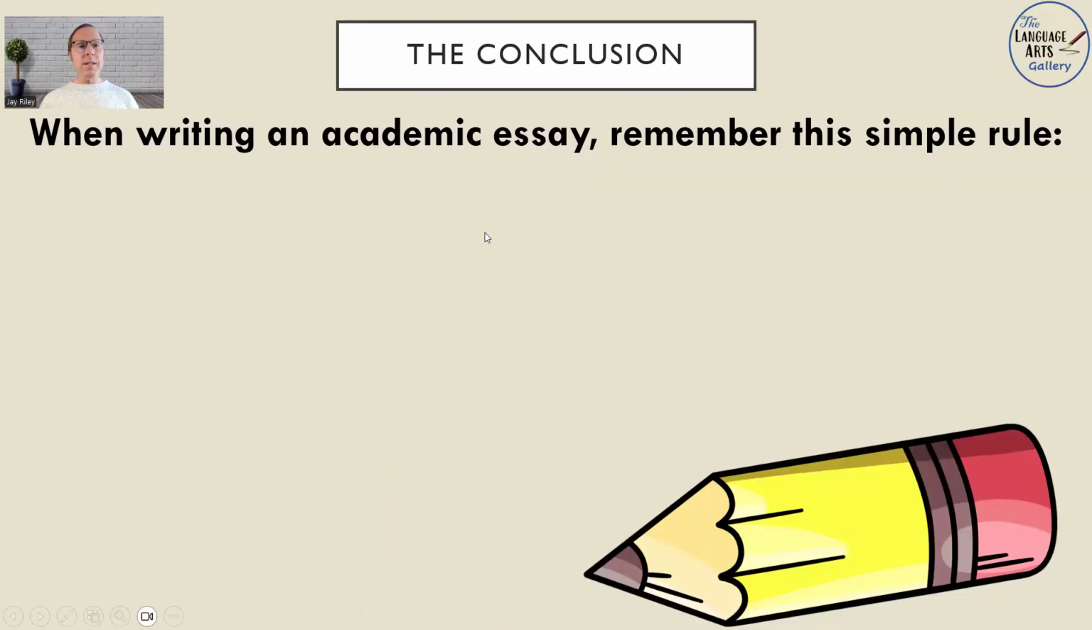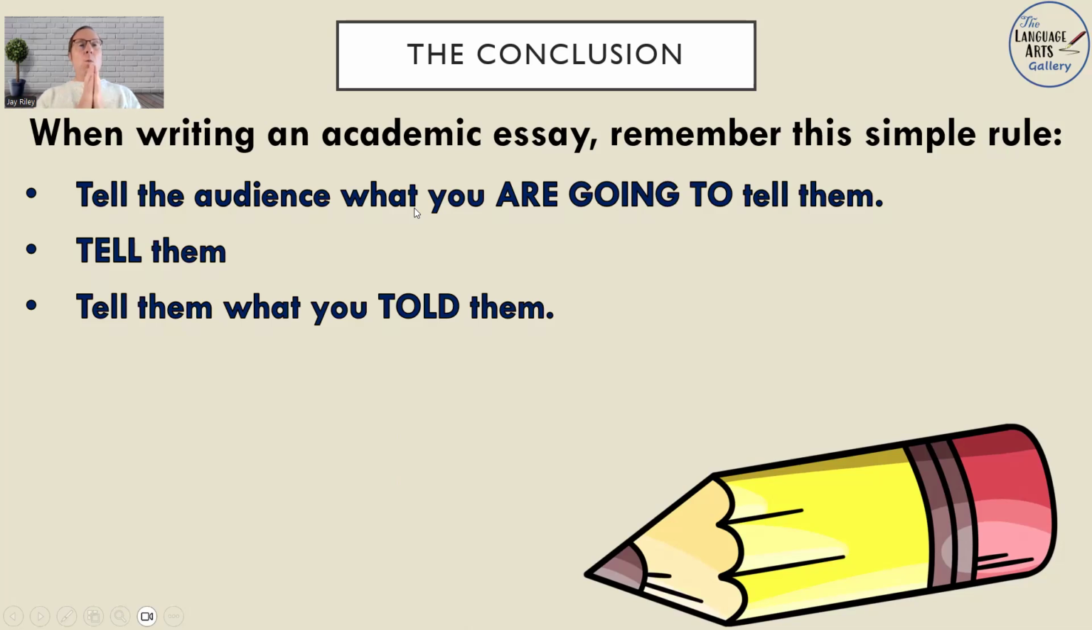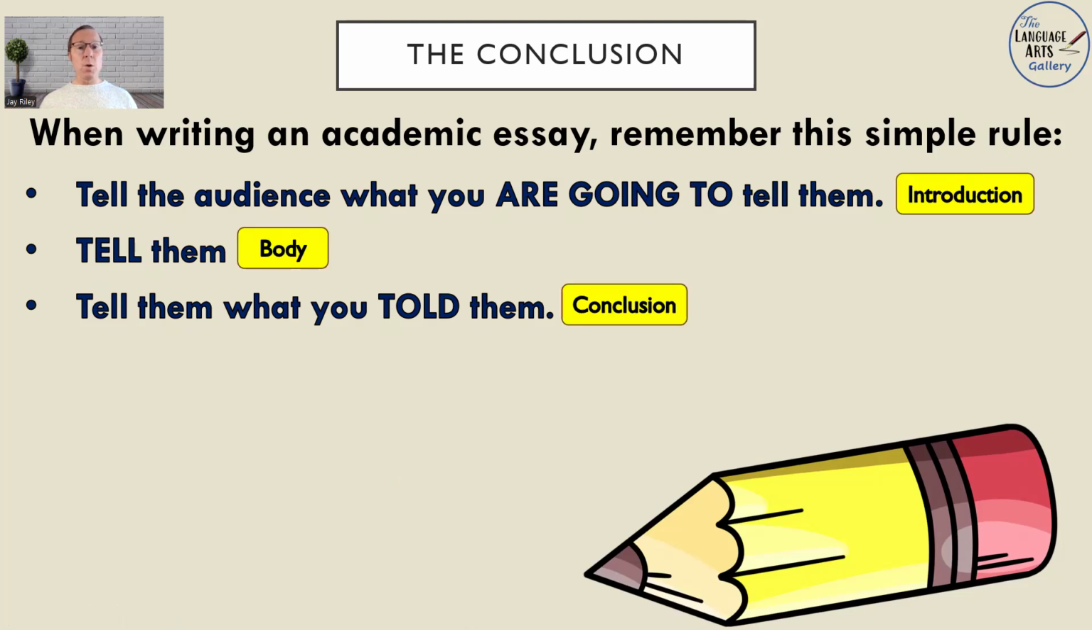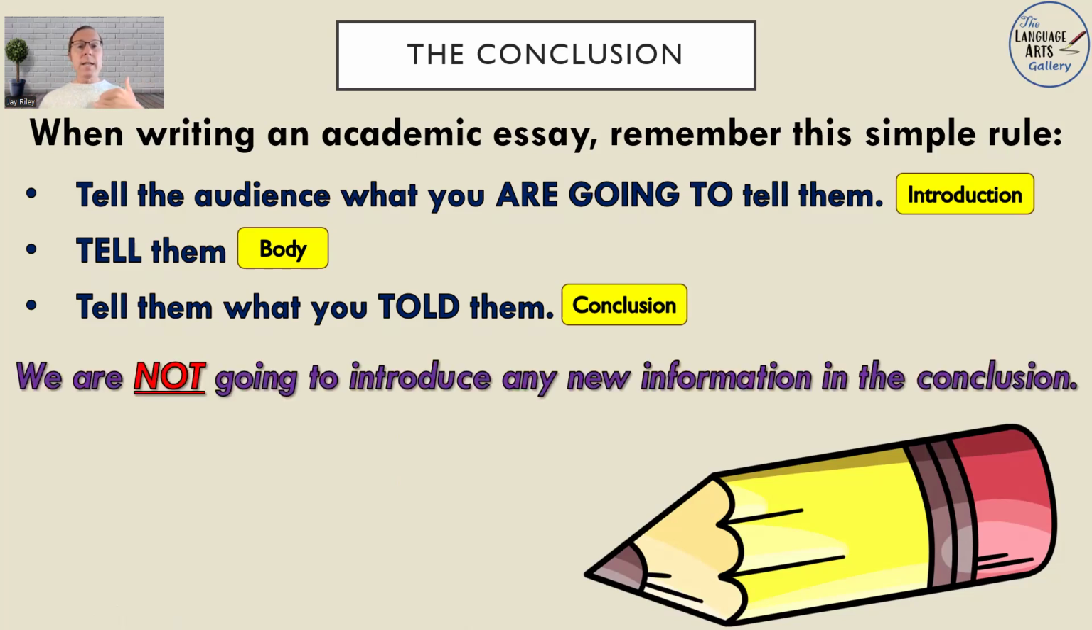Okay, so let's talk a little bit about what a great conclusion includes. So one of the hallmarks of academic writing, something I always teach my students, is academic writing is very mechanical. The academic essay is very mechanical. You're going to tell your audience what you're going to tell them, then you tell them, then you tell them what you told them. So that's the introduction, the body, and the conclusion of our academic essay. We're not going to introduce any new information in our conclusion. We're simply telling our audience what we've already told them.